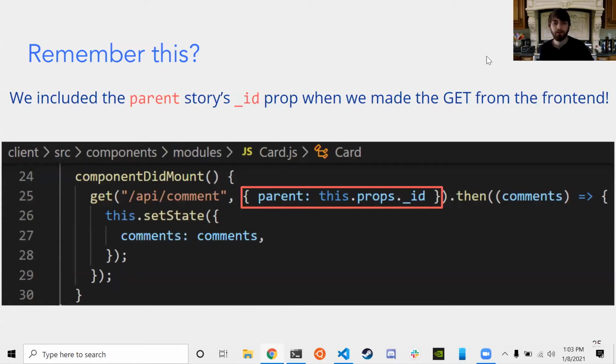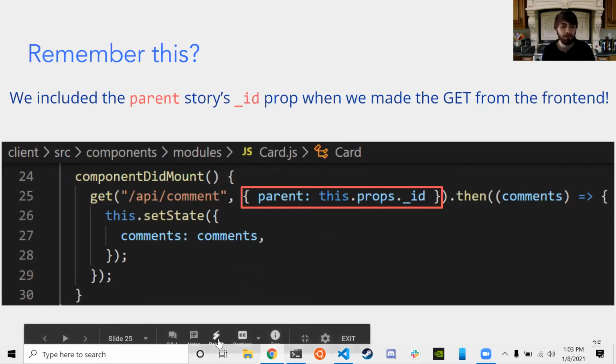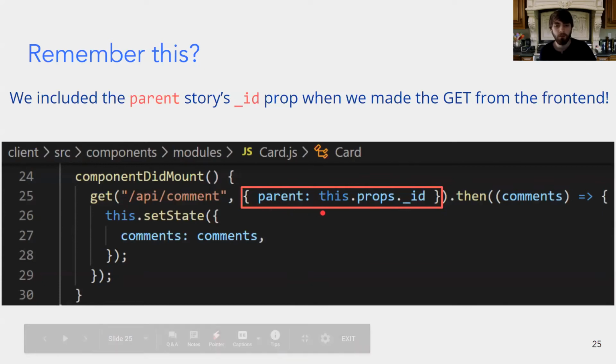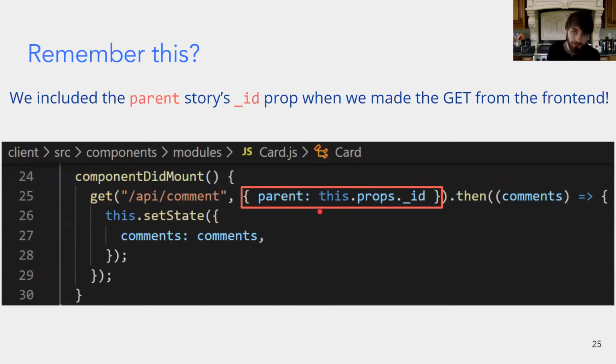So yesterday during Claire's lecture, I think, we threw this thing in here, and you might not have understood exactly what it was, but hopefully by the end of the day today, you will understand exactly what it is. So this parent property is passed in with our GET request, and so it is part of our query.